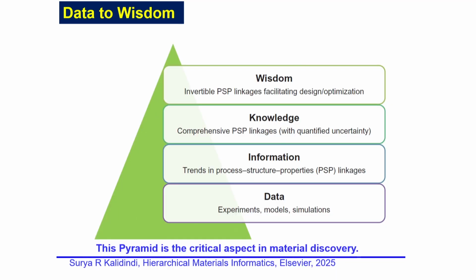So finally, what is the goal? You have data from experiments, models, simulations, microstructures, correct? Data will provide you trends in the process-structure-property linkages, that is nothing but information, correct? From data you can get information, right? Simply, if you want to use Google Maps when you are traveling somewhere, what you have is a map. You should know how to read the map to get the information, right?